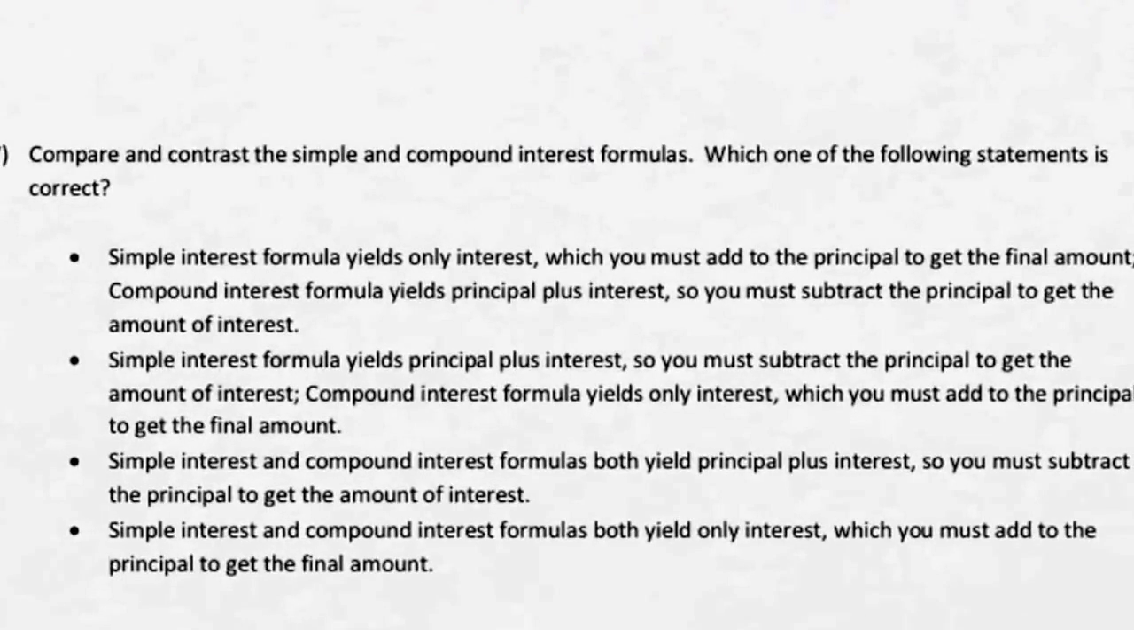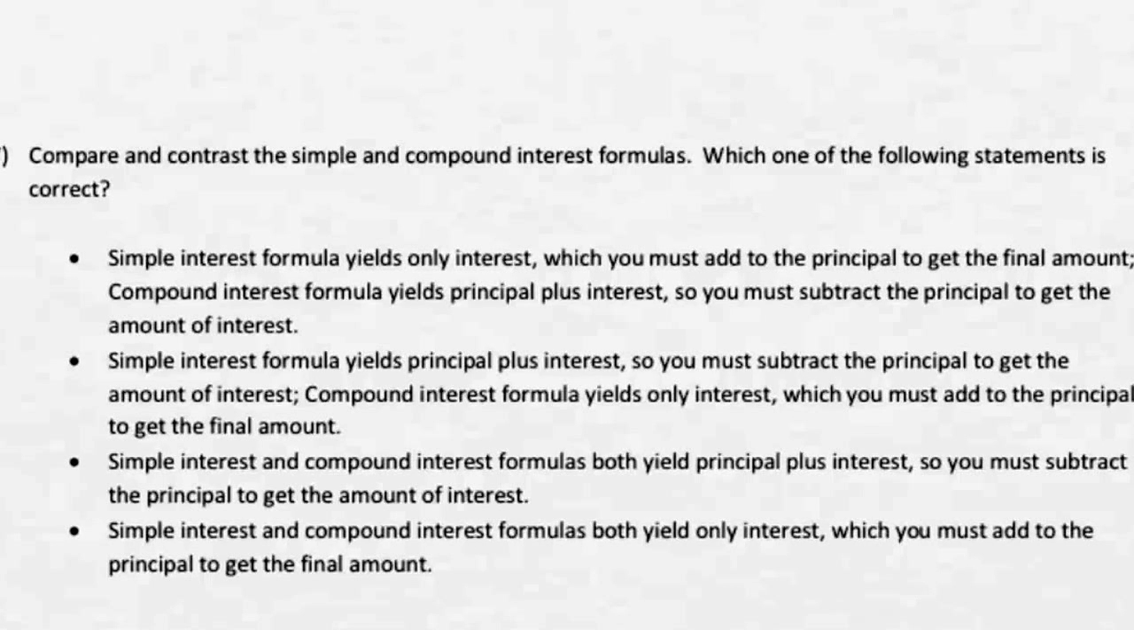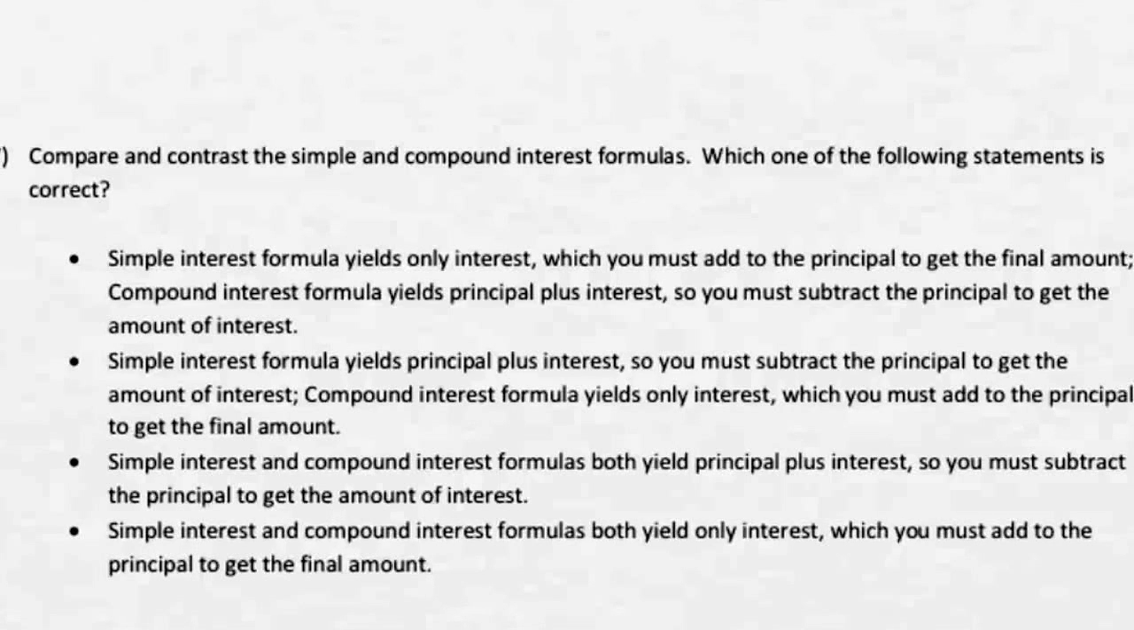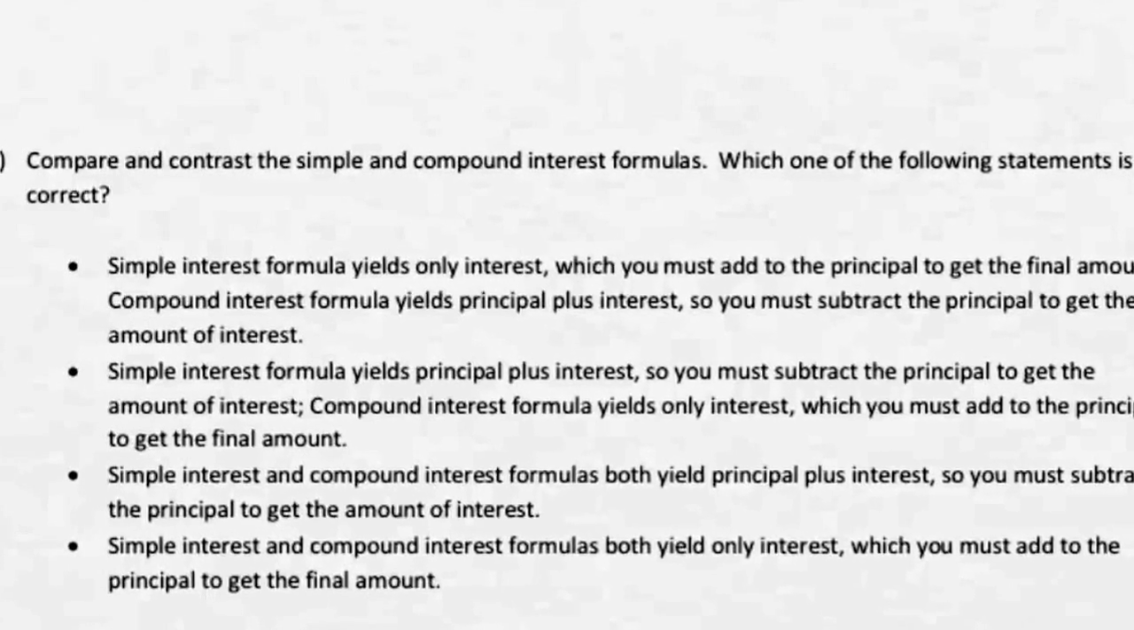For number 7 and number 8, we're going to look at a few of the definitions. Consider the things that we talked about when we looked at simple interest and what we had to do between number 1 and number 2. So we're looking for, did we get just the interest and then we had to add, or did we get everything and we had to subtract to find just the interest? And that's the same question we're going to ask for compound interest. Did we get only the interest and we had to add, or did we get the total and we had to subtract?